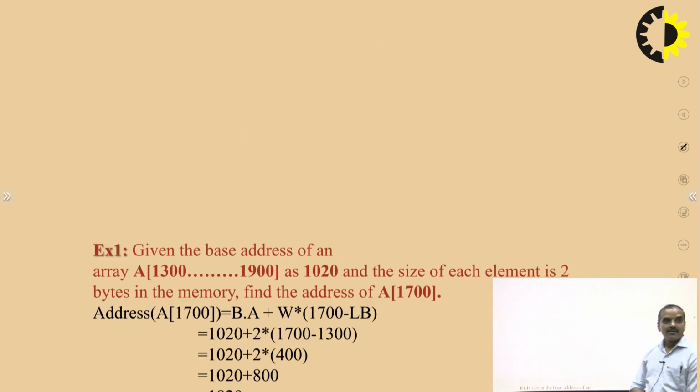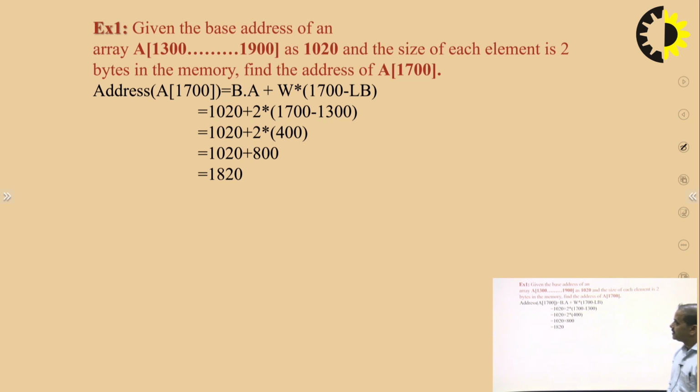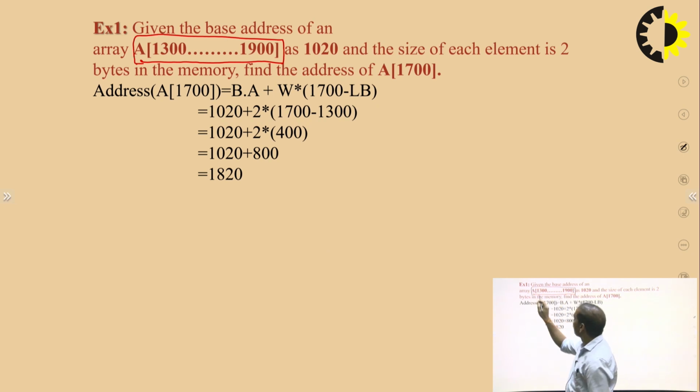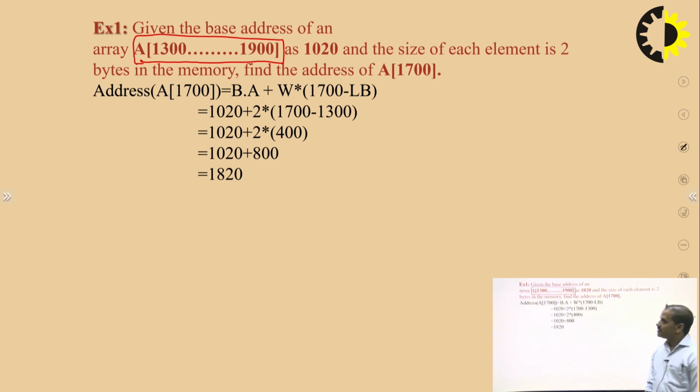In the next slide, I have taken an example. The example is: given the base address of an array A, here the given array is a one-dimensional array because in this array only one subscript is given, and the base address of this array is 1020, and the size of each element is 2 byte in the memory. Find the address of A 1700.